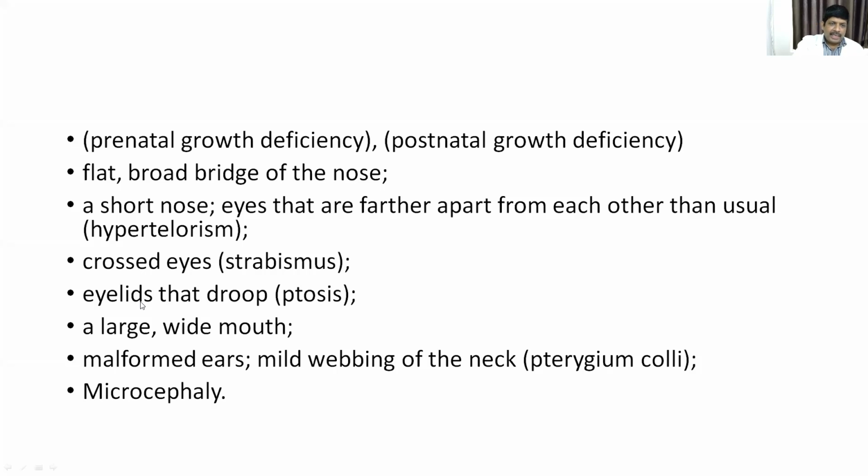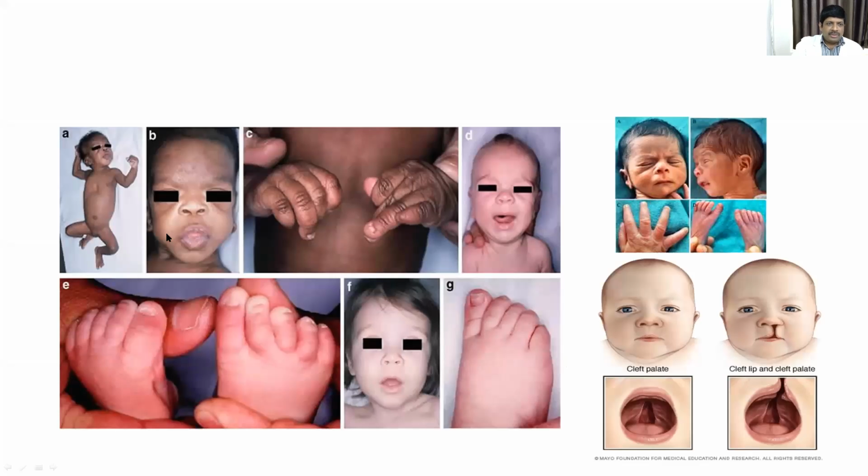Crossed eyes, then eyelids that droop, ptosis of the eyes, so drooping of the eye, you can see. A large wide mouth, you can see. Then malformed ears. Mild webbing of the neck and microcephaly. You can see all these things. So these are the different features.